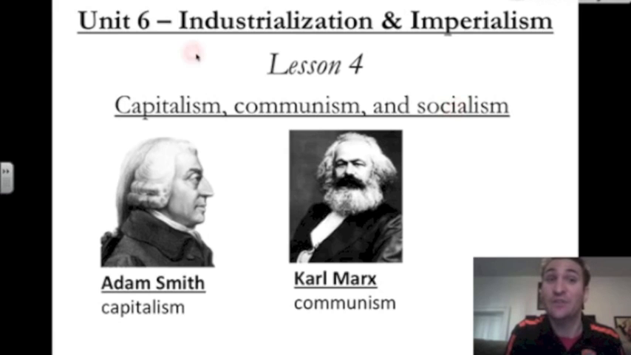And in Unit 6, Lesson 4, we're going to be talking about these economic theories. We're going to be talking about Adam Smith and how he thinks up capitalism. And we're going to be talking about Karl Marx, who also thinks up an economic theory, but he devises communism. Let's turn to page 8 and let's start Unit 6, Lesson 4 of the industrialization and imperialism of the world.